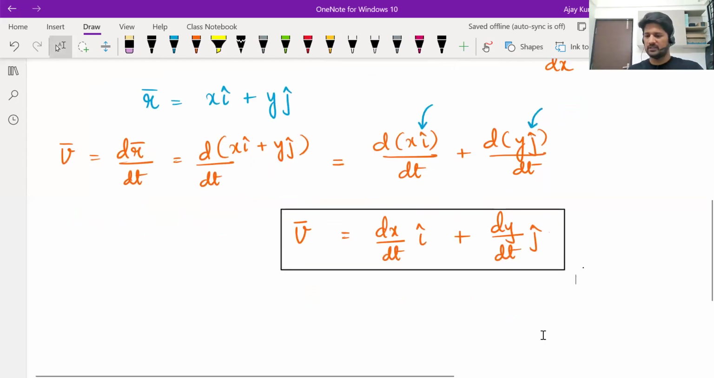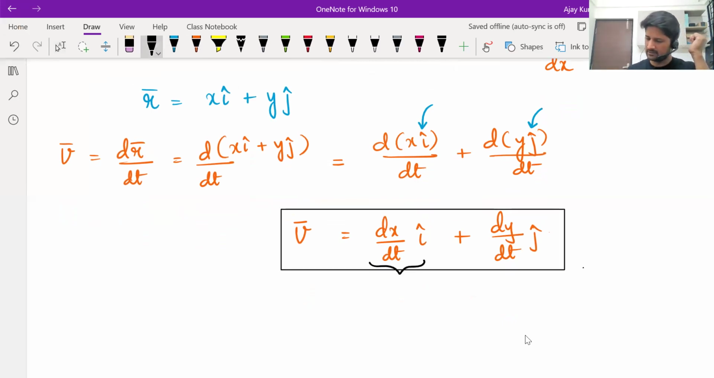We got the velocity in terms of the components. Obviously, when an object is moving in a plane, it will be moving along the x direction. It will also be moving along the y direction. So there will be an x component of velocity. There will also be a y component of velocity. Okay, so these are the components. As you can clearly see, this part is the x component of velocity, and this part is the y component of velocity.